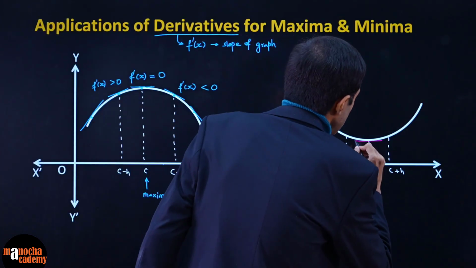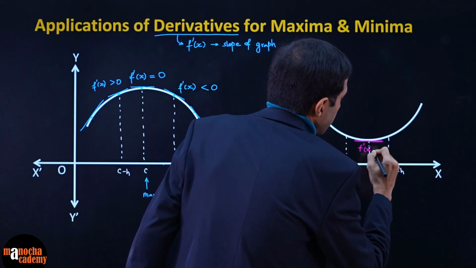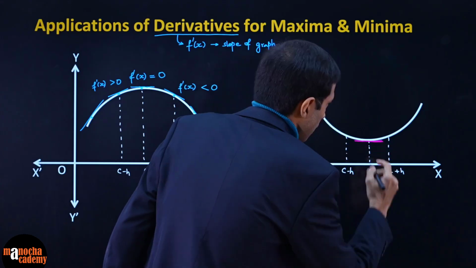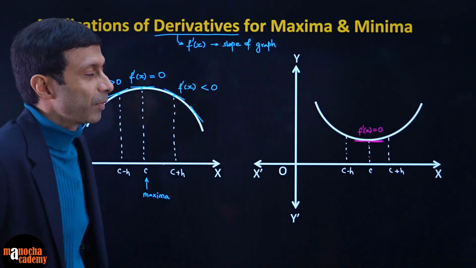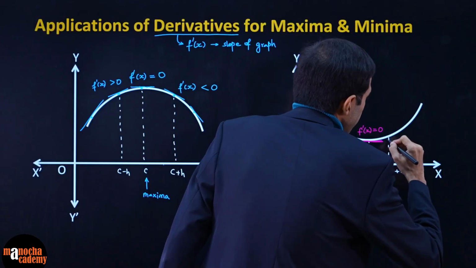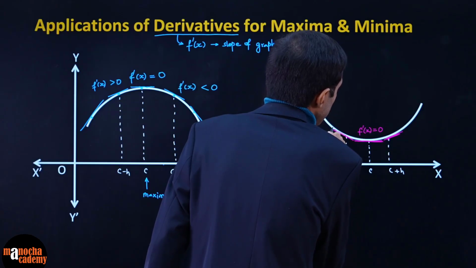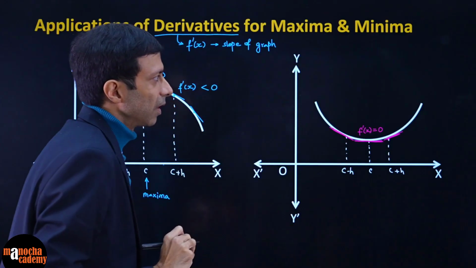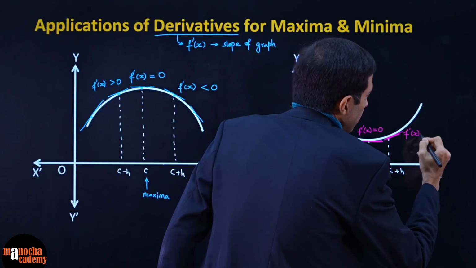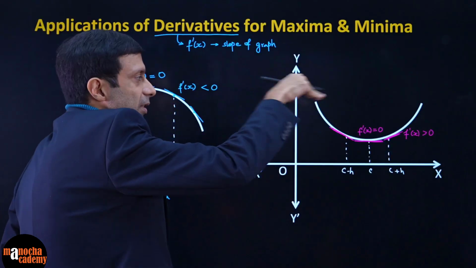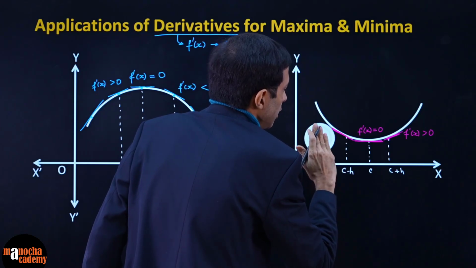So at the minima point you can see f dash x is equal to 0. If you go to the right side, look at the right side. The slope is like this, and on the left side the slope is like this. On the right side it is very clear that f dash x is greater than 0. It's sloping upwards, and here the slope is downwards. F dash x is less than 0.